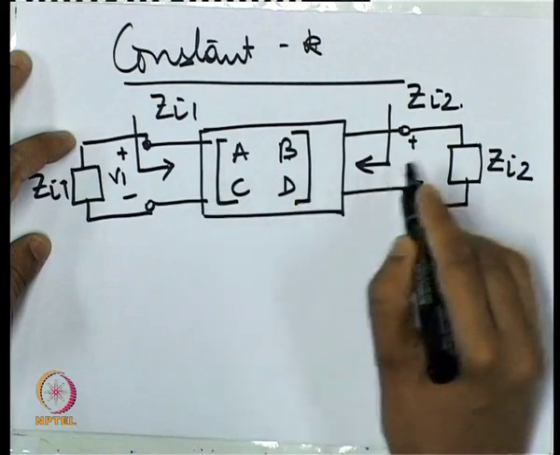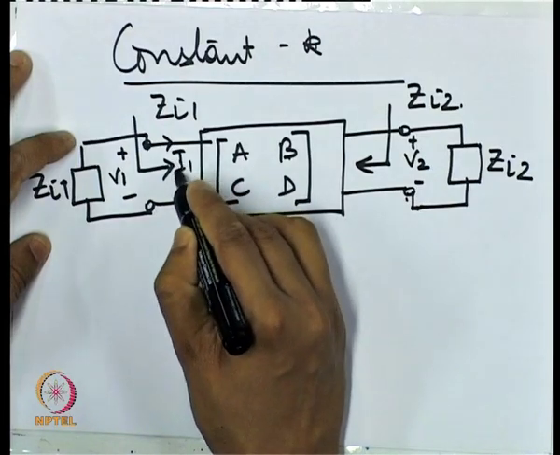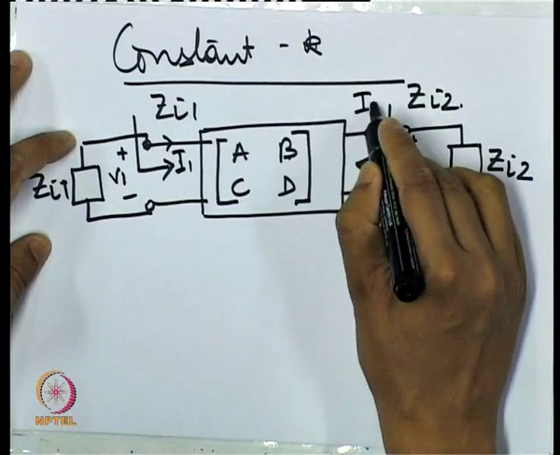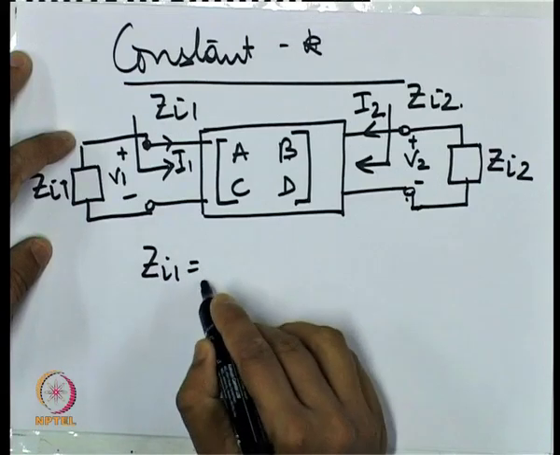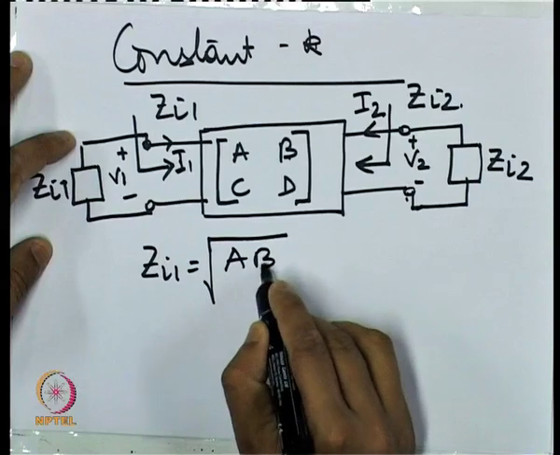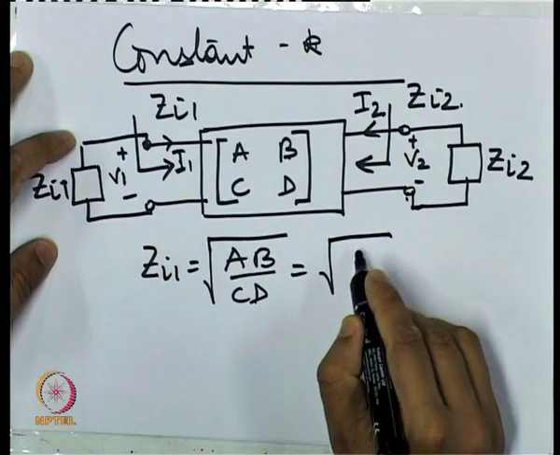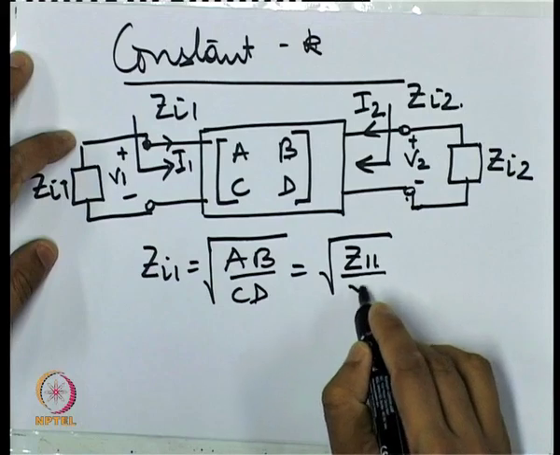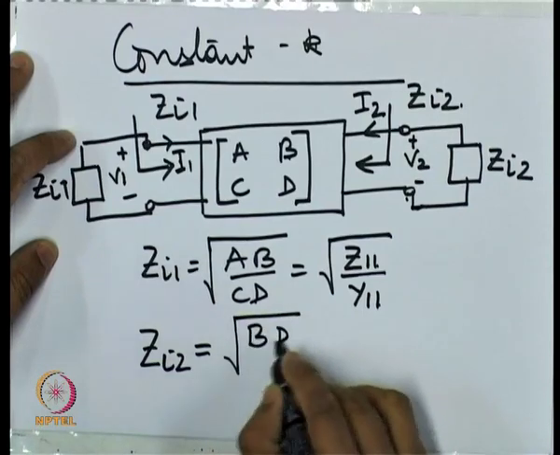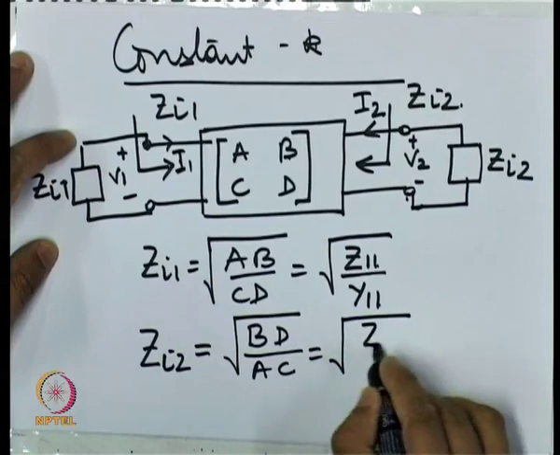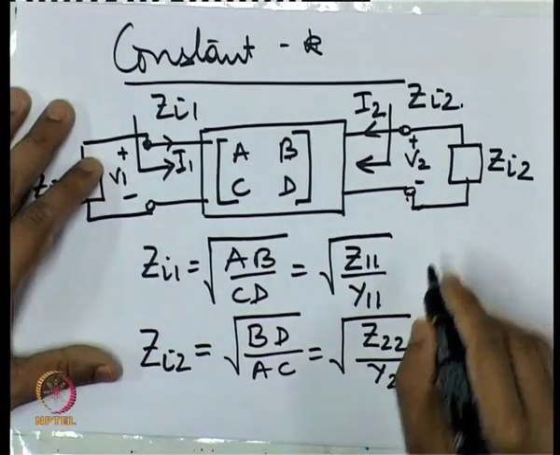Now, suppose V1 is the voltage at port 1 and V2 is the voltage at port 2, I1 is the current at port 1 and I2 is the current at port 2. Then it can be shown that ZI1 is equal to the square root of AB upon CD, which is equal to Y11. So, this is the concept of image impedance.